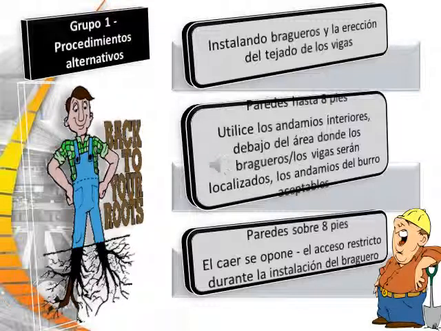When installing roof trusses and erecting rafters on walls up to 8 feet, use interior scaffolds below the area where the trusses or rafters will be located. Sawhorse scaffolds are acceptable. For walls over 8 feet, falling objects that can occur are controlled through restricted access zones during the truss installation.